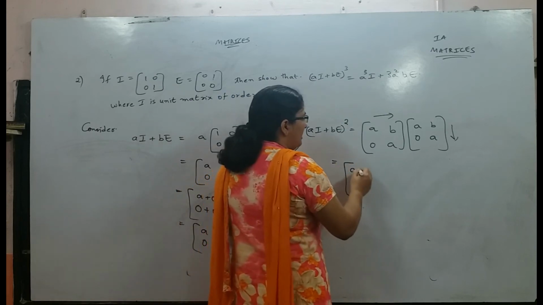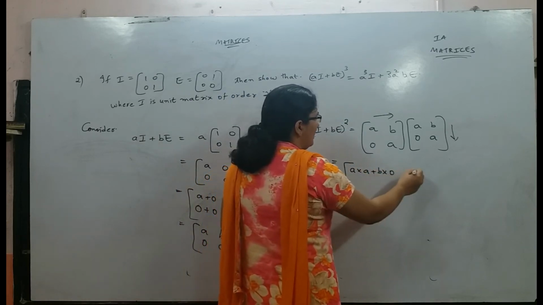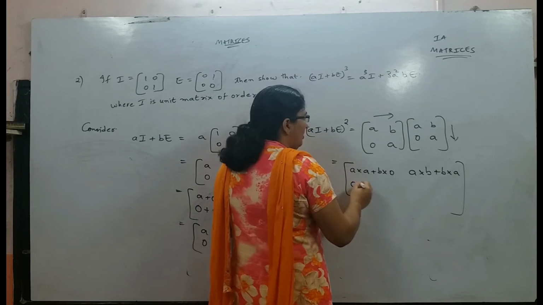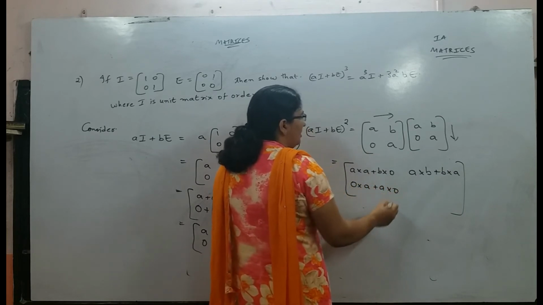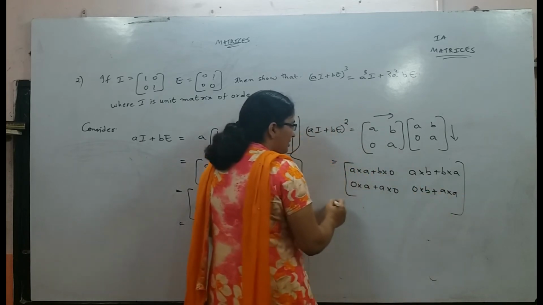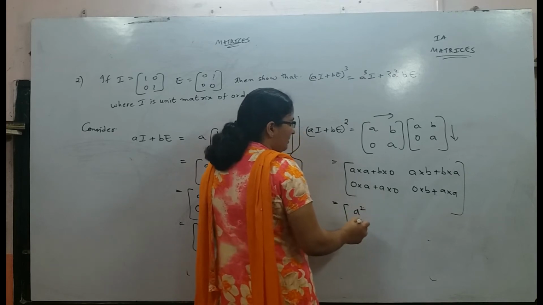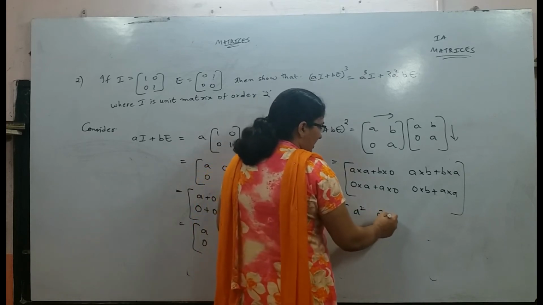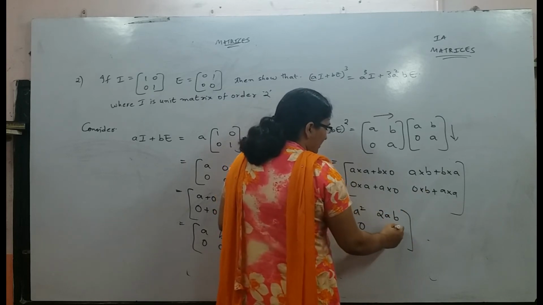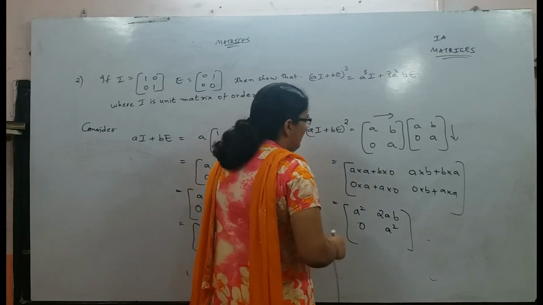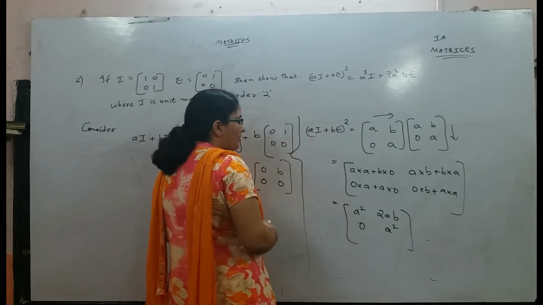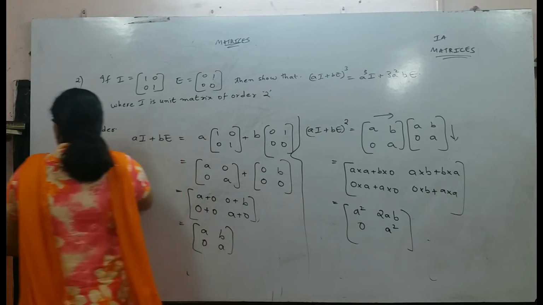Here, A into A plus B into 0, A into B plus B into A, 0 into A plus A into 0, 0 into B plus A into A. So this is nothing but A square 2AB 0 A square. This is what you get. Now what is that we have to do? AI plus BE whole square we found out. Now you have to find AI plus BE whole cube. How to do it?